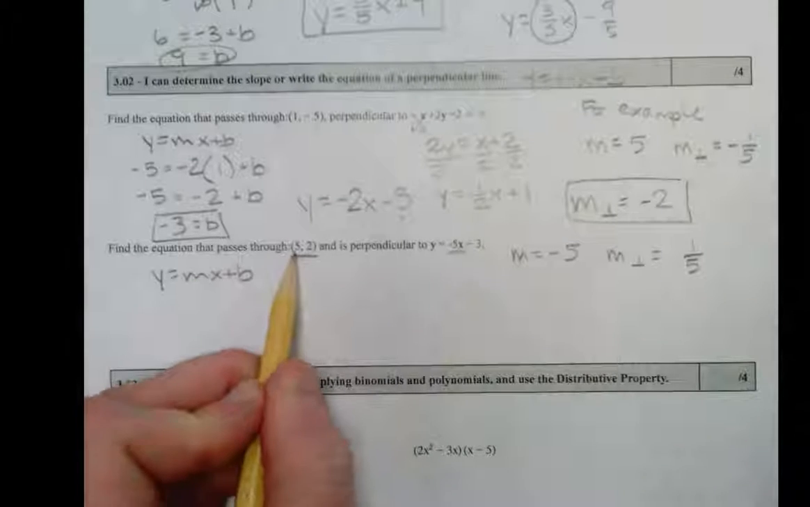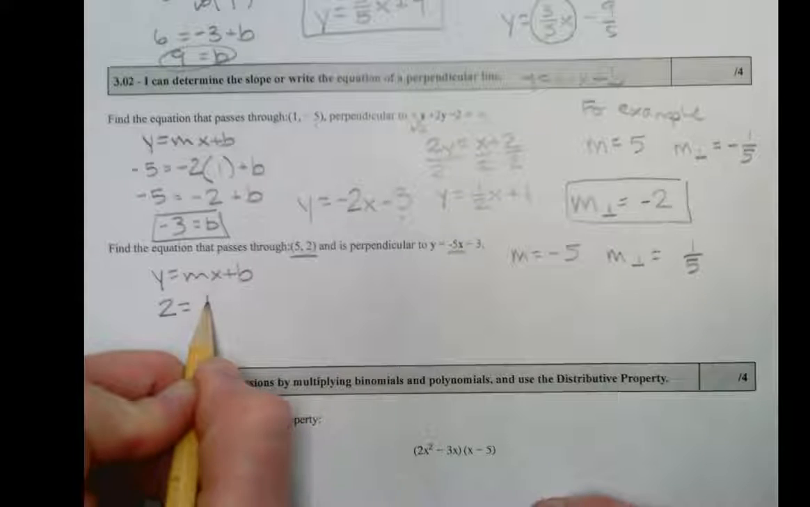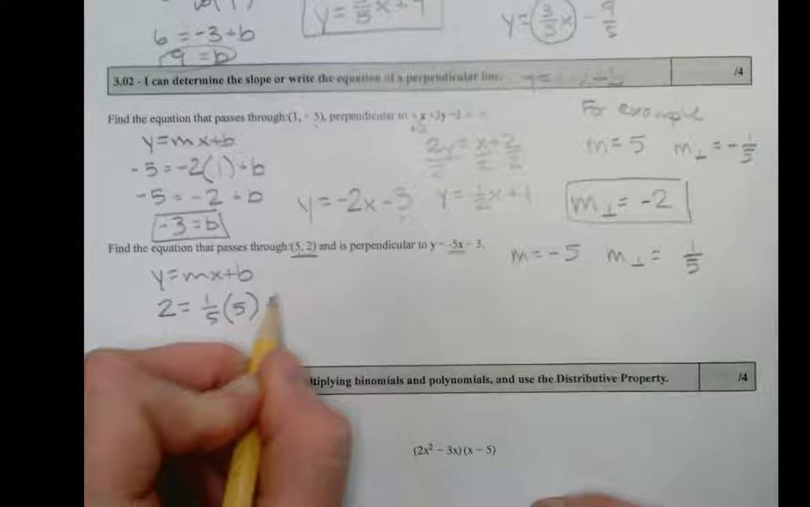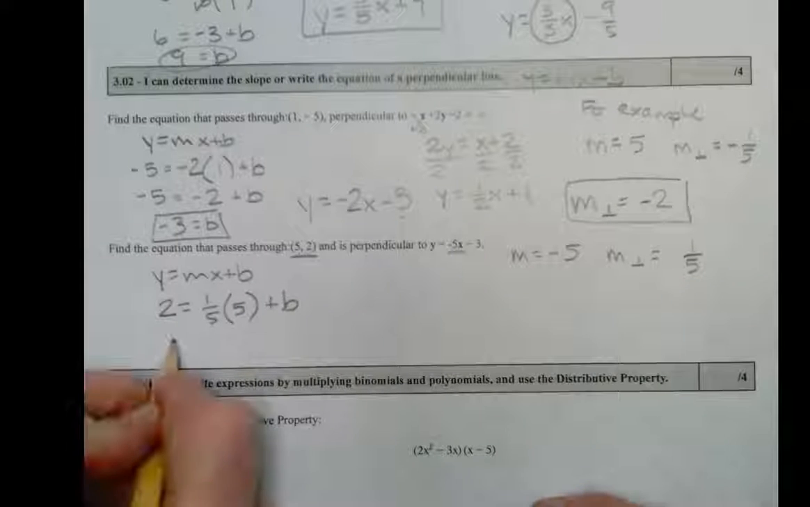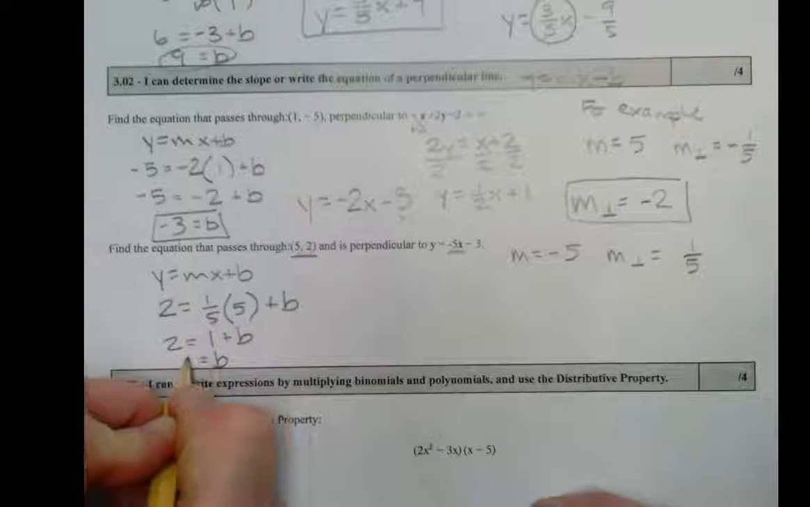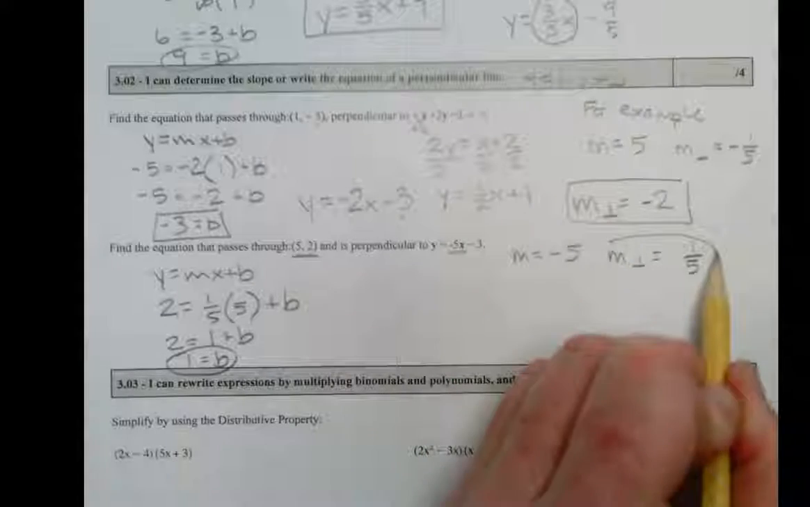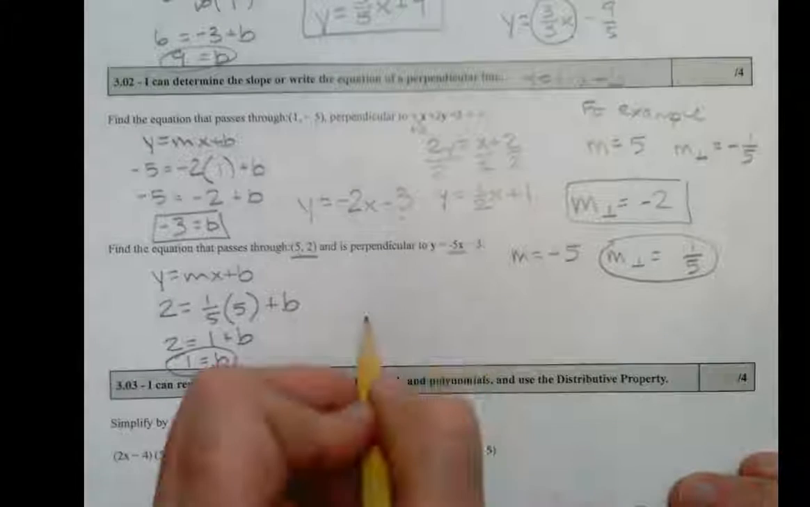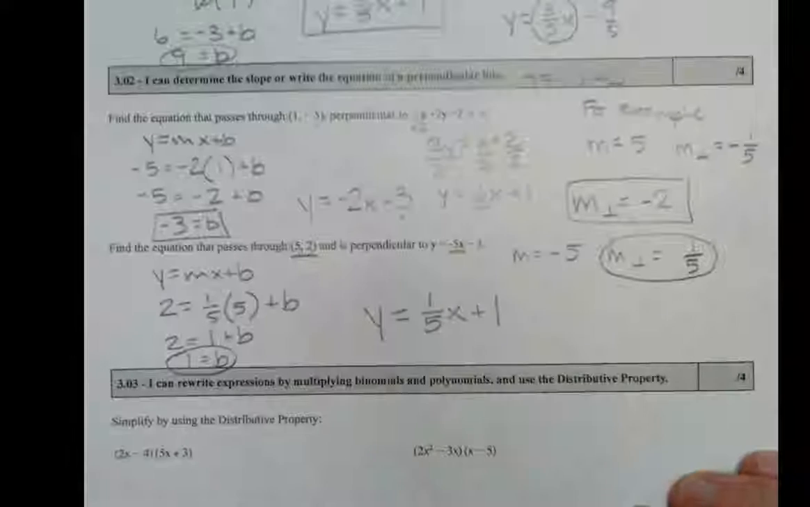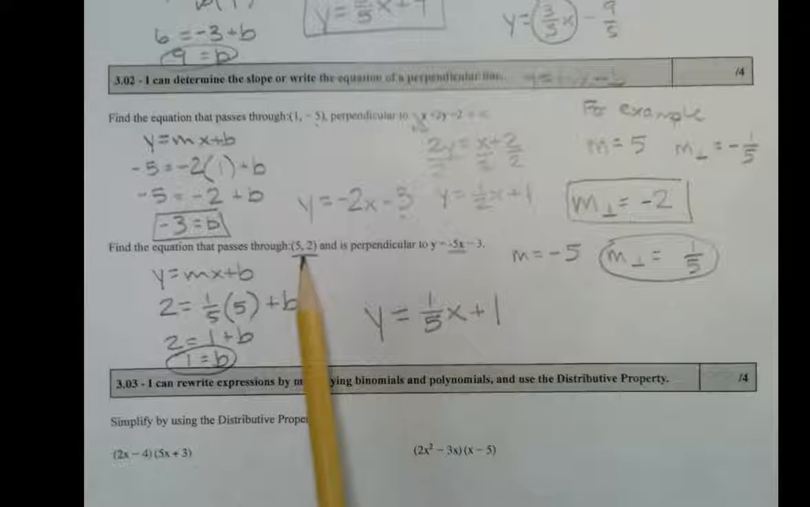I know this is an x and a y that works for the equation. So y is equal to the perpendicular slope, which was 1/5, times x, which is 5, plus b. 1/5 times 5 is 1. So b is 1. I've got my y-intercept. I've got my perpendicular slope. Y equals 1/5 x plus 1. And there is the equation that's perpendicular to the given line, and it passes through 5, 2.